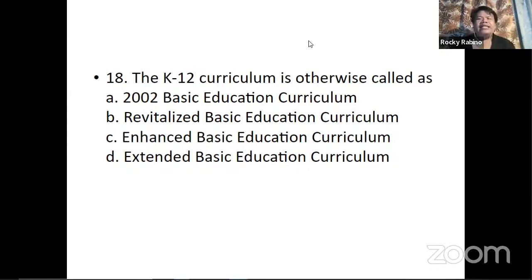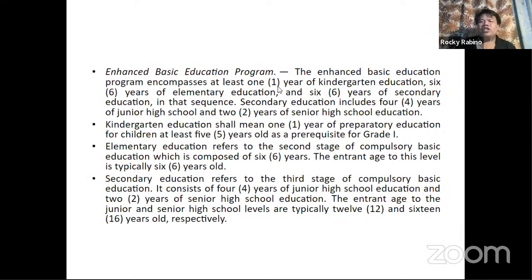Okay, number 18 is Enhanced Basic Education Curriculum. Okay, very good. So that is number 18. Next number is the Enhanced Basic Education Program, 1 year for kindergarten education, 6 years for elementary, 6 years for secondary, which is secondary kasi included the 4 years in the junior high school and 2 years in the senior high school program. So kindergarten education shall mean 1 year of the preparatory education for children at least 5 years old as a prerequisite for grade 1. Take note of that. Ano po?